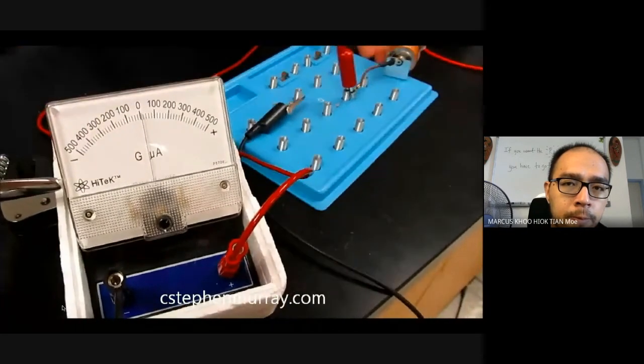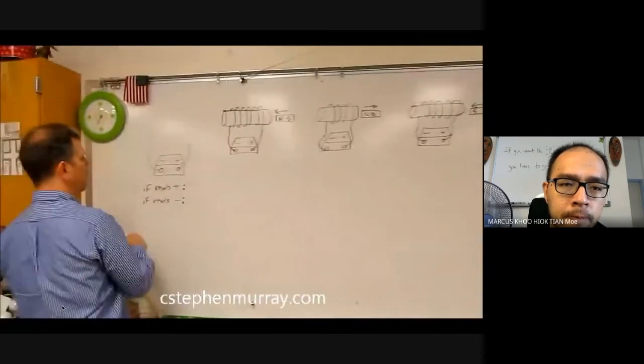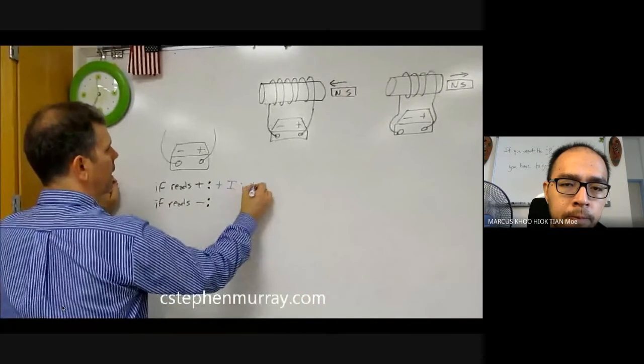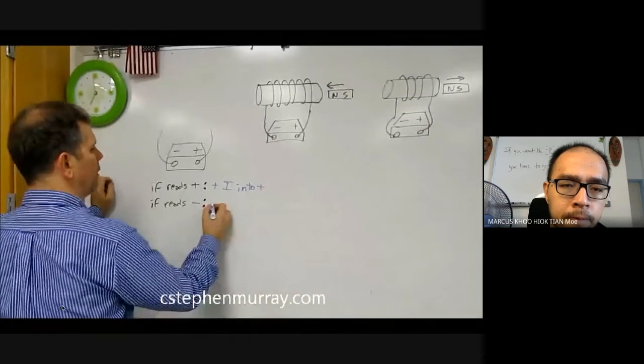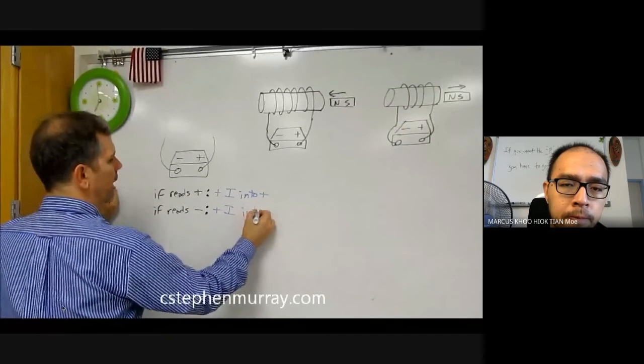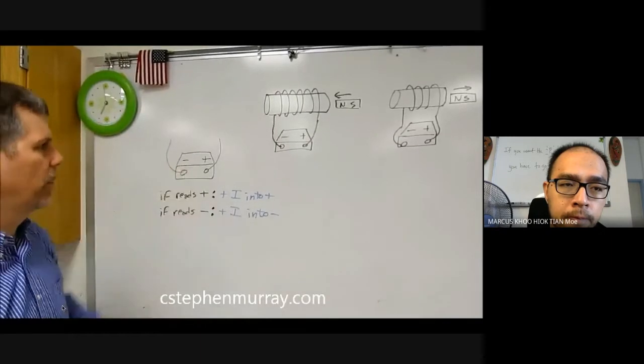So up here on the board, I'm going to write this down. If it reads positive, then positive current goes into the positive terminal. If it reads negative, then the positive current goes into the negative side. That's all it's telling us, is which side the current is flowing in or out.